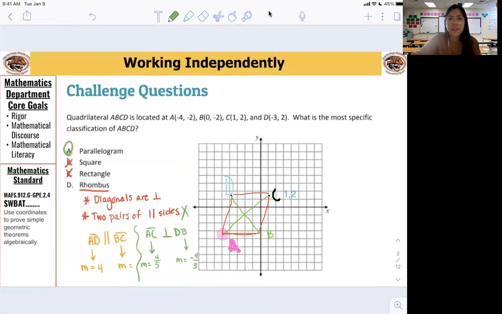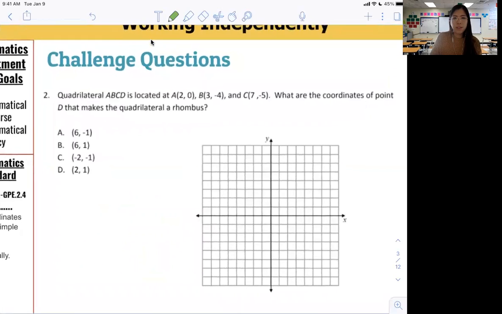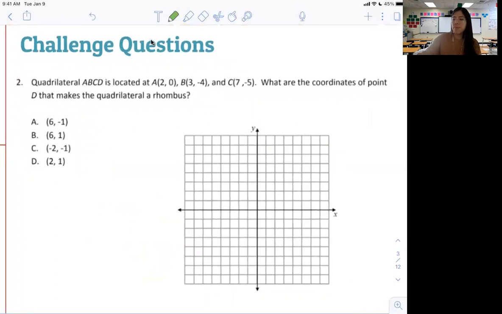Okie dokes, let me clear this board so we can do another one. All right, so here we go. Here's a slightly different one. This time we are asked to find the point that makes it a rhombus. So let's begin by, again, going ahead and annotating and putting in the 3 coordinate points that we have so far.